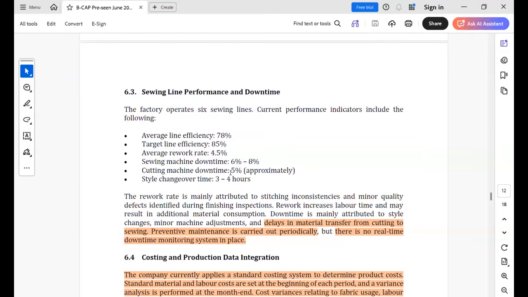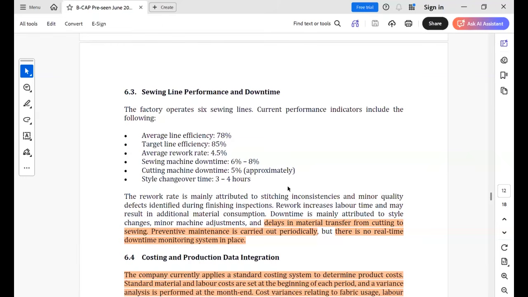Cutting machine downtime is also 5%. When there is 5% downtime in the cutting machine, you can't cut the fabric. There is a delay at the inception. That will have a negative impact on your output, right? It will even impact your on-time delivery. And also style changeover 3 to 4 hours. This is also very high. Always you must try to have a consistent style running in the plant, right? So these are a couple of weaknesses.